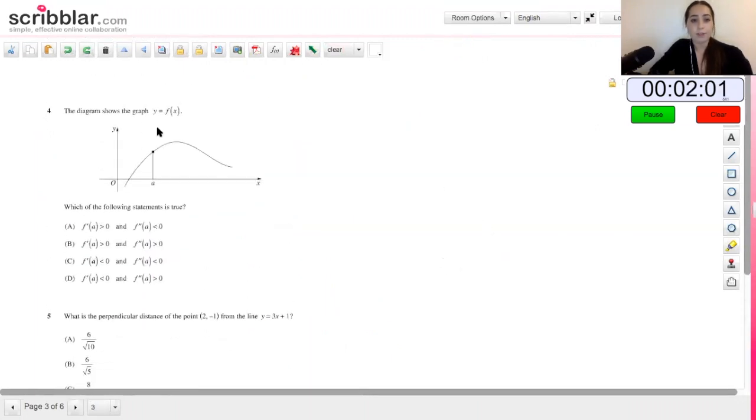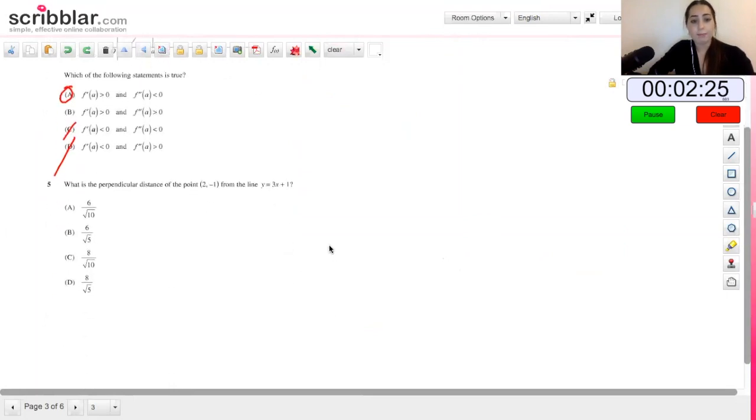The diagram shows the graph y equals f of x, which of the following statements is true? So we're looking at first derivative and second derivative. So at point A, I draw a tangent and I see that my tangent is positive. Therefore, my first derivative has to be greater than 0, ruling out C and D. And I look at the concavity at that point and I see it's concave down, which means my second derivative has to be negative, leaving me with answer A.